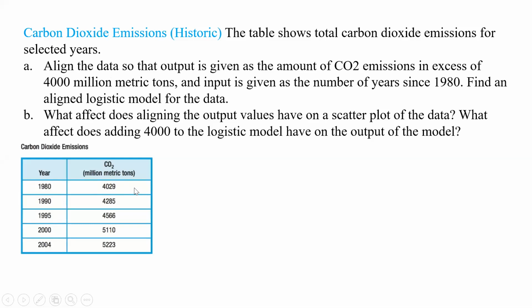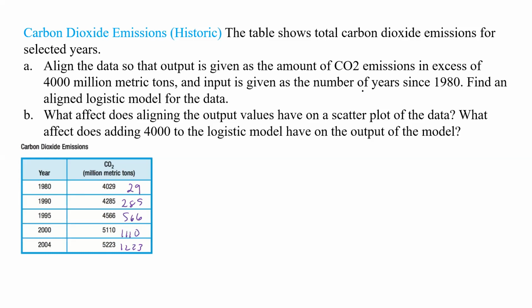So what does that mean? Well, what's in excess of 4,000 here? Well, this means that we're going to have 29 here in excess of 4,000. This would be 285. This would be 566. This would be 1110. This would be 1223. So that's what's in excess of 4,000. So basically, you take that number minus 4,000, and that's your value you're going to use for the output.